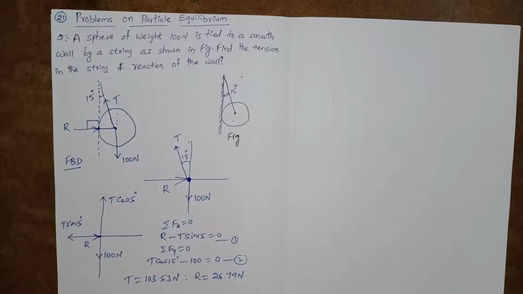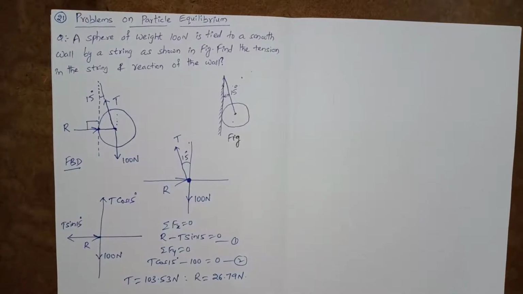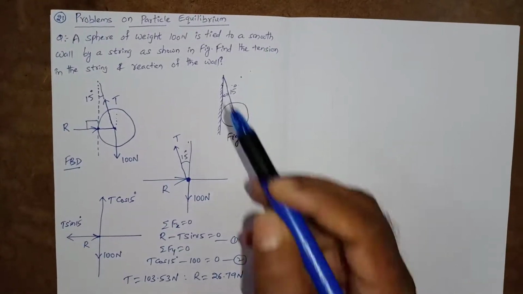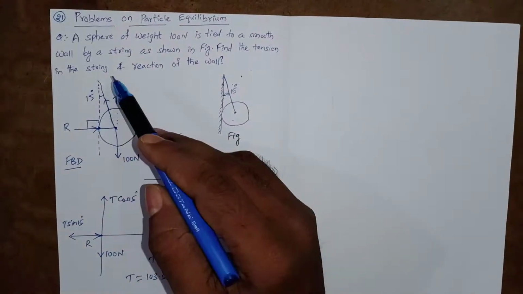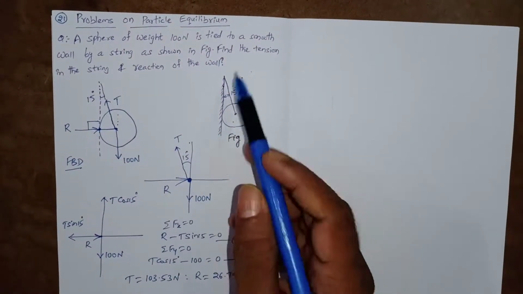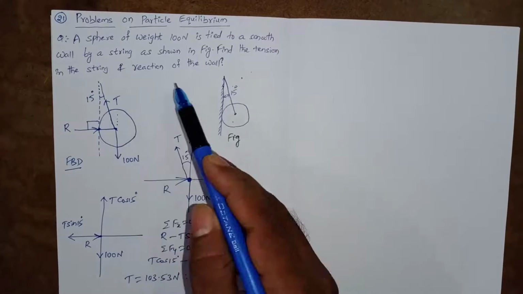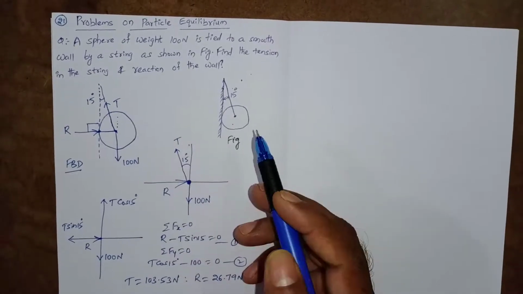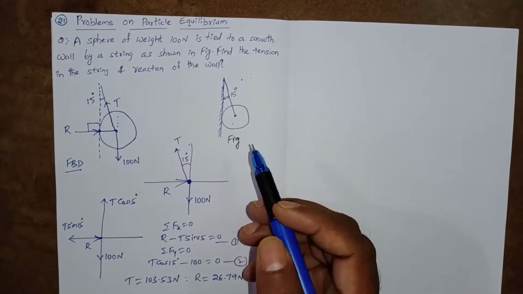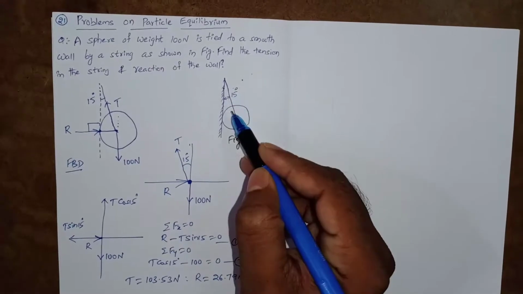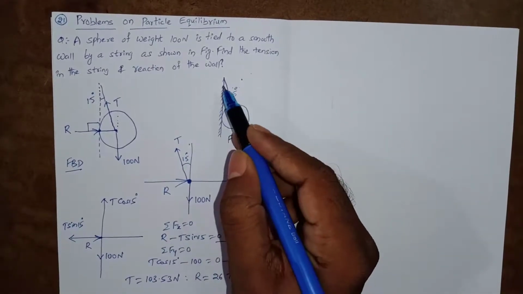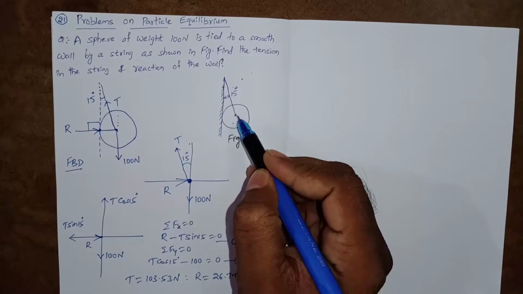Problems on particle equilibrium. Here the question is: a sphere of weight 100 Newton is tied to a smooth wall by a string as shown in the figure. Find the tension in the string and the reaction of the wall. We have to find the tension in this string and also the reaction exerted by this wall on this sphere.